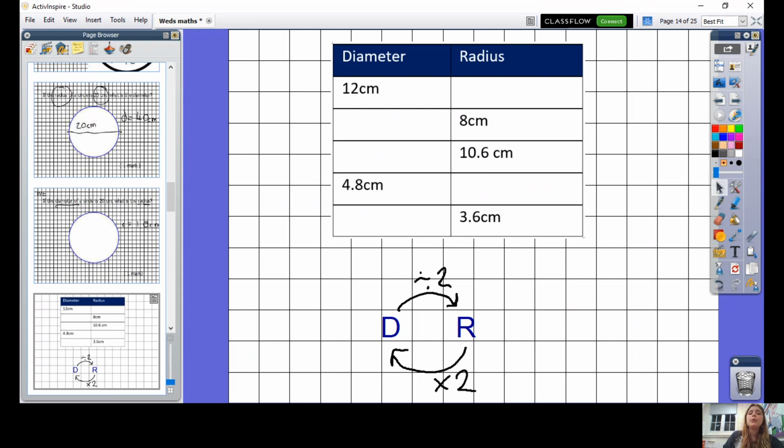Now I'd like you to pause the video and have a go at filling out the diameters and radius on the table. For example, if the diameter is 12 centimetres, to get from the diameter to the radius, I must divide by 2, so the radius would be 6 centimetres. Have a go at doing the rest of those questions.